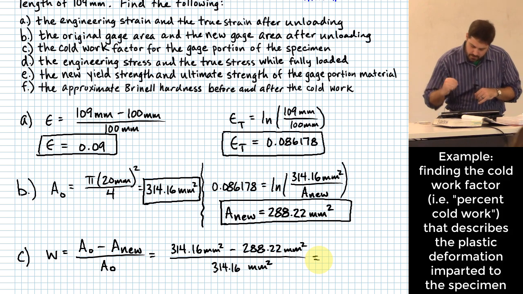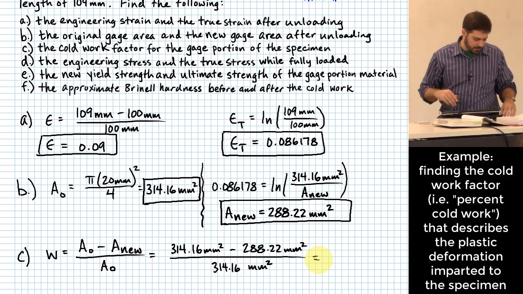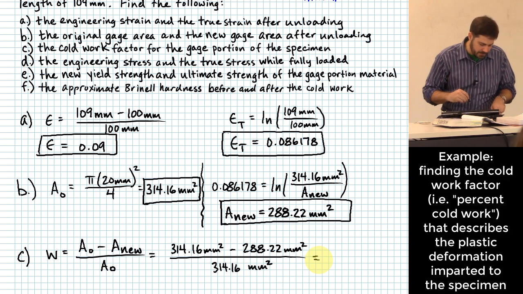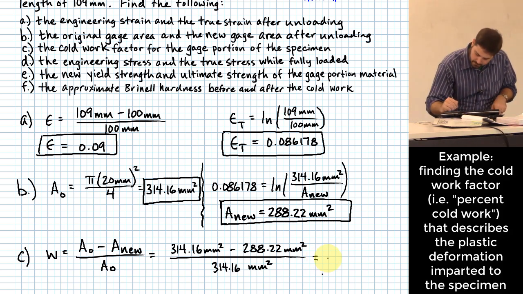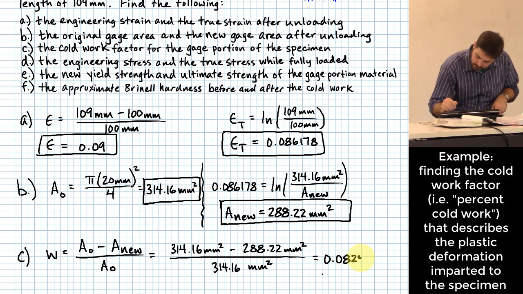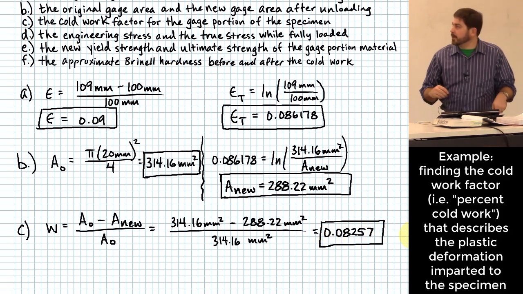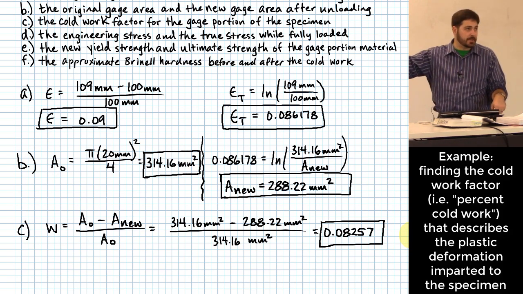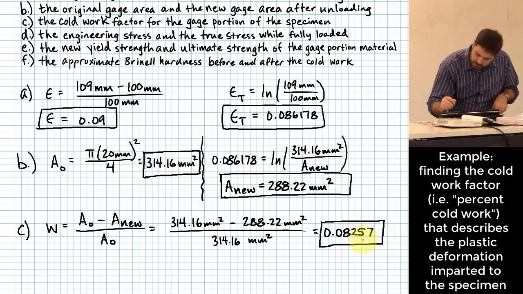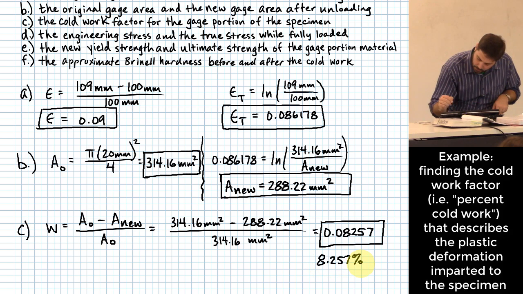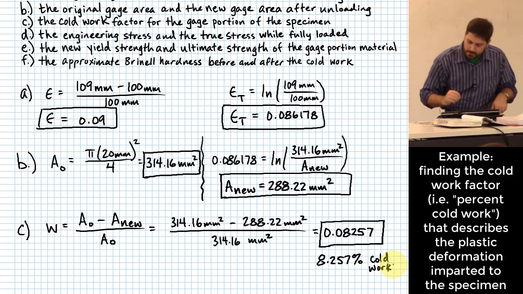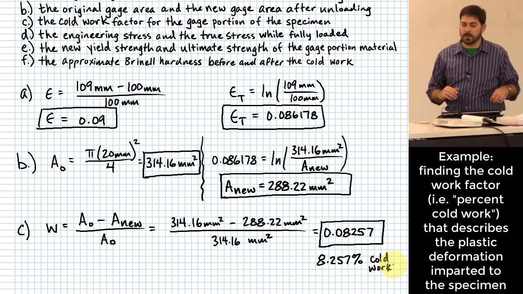Okay. And if I calculate that out, the amount of cold work that I'll have here is 0.08257. And like I said a second ago, the other way of talking about cold work, this is the cold work factor that they're talking about here. Sometimes you will see someone express this as being 8.257% cold work. Okay, same thing.